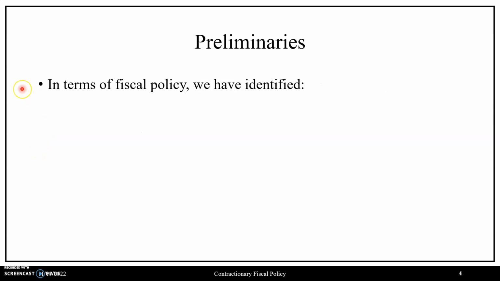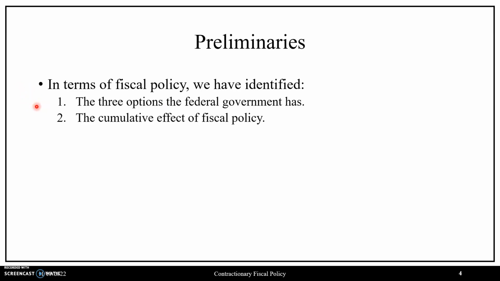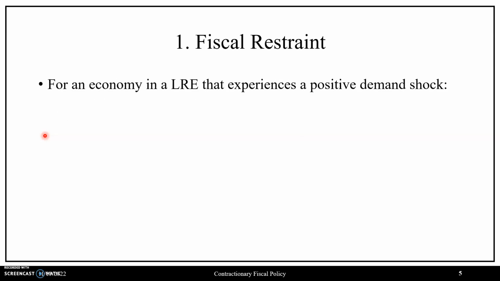With all this in mind, beginning with our preliminaries, in terms of fiscal policy, we have identified the three options the federal government has, as well as the cumulative effect of a fiscal policy change, where now we'd like to see how fiscal policy can be used, where in our last video we saw how expansionary fiscal policy can be used when an economy experiences a negative demand shock. Now we'd like to see how fiscal policy can be used when an economy experiences a positive demand shock.